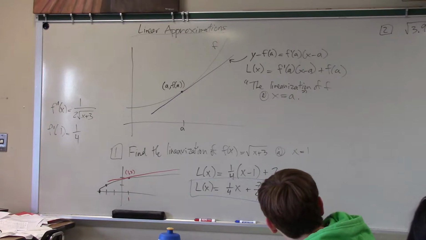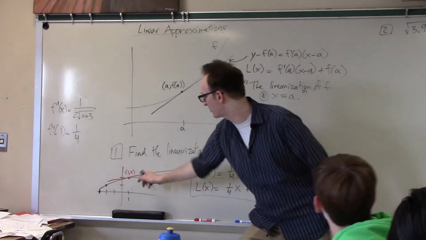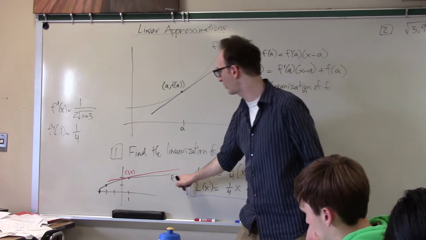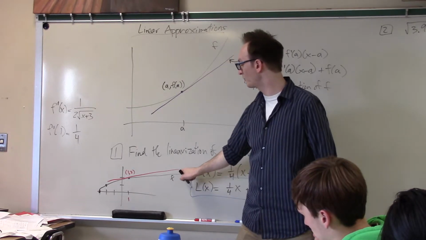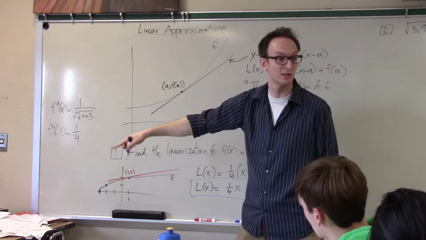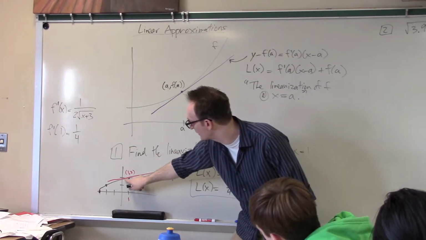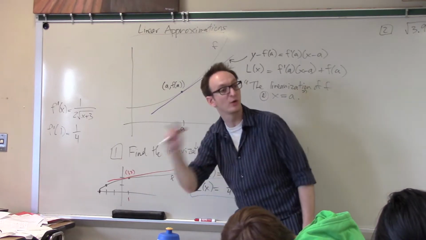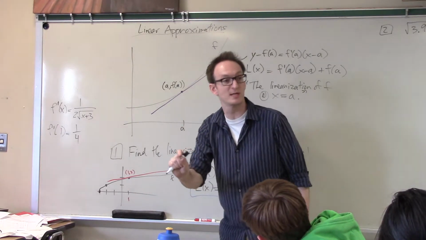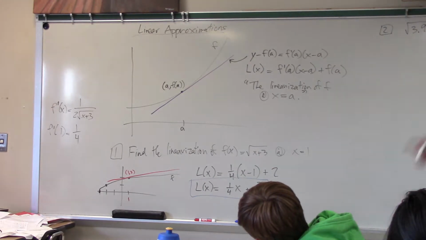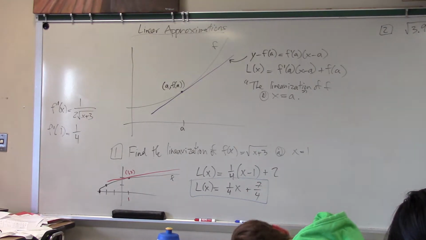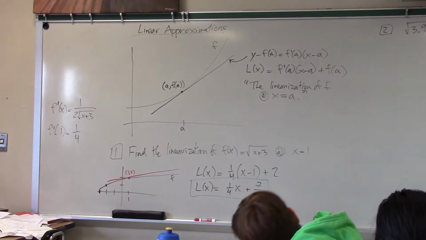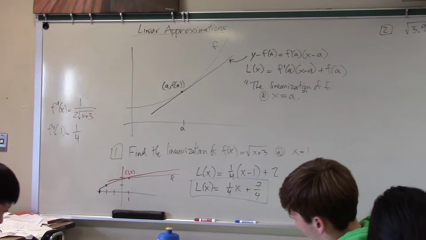The whole idea here is that this black curve is my function and this red line is my linearization. Do you see how the linearization and the function agree very, very closely near 1? And this is pretty near 1. So f of 0.98 is pretty close to L of 0.98. So compute L of 0.98.